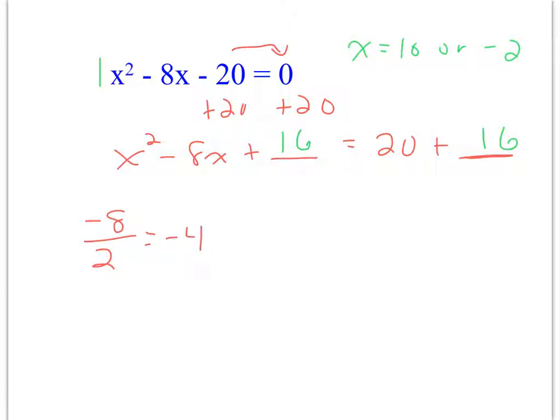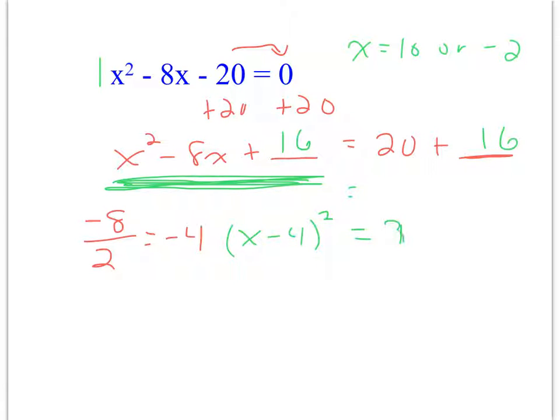When I've done that, on the left side, what I've created is a perfect trinomial square. That's why we call this method completing the square. I've created a binomial squared, or a perfect trinomial square. This x squared minus 8x plus 16 in factored form is going to be x minus 4 squared, and that's equal to now 20 plus 16, which is 36.